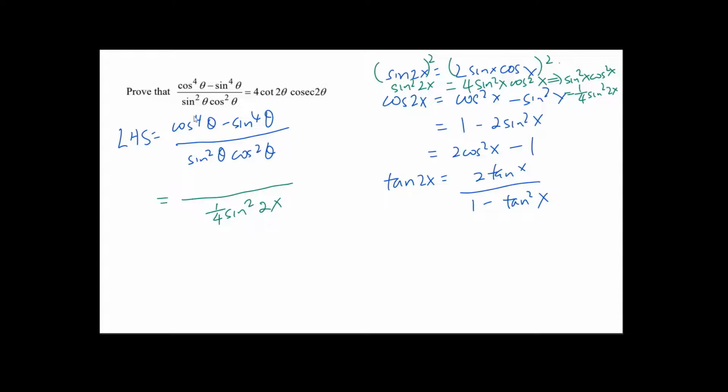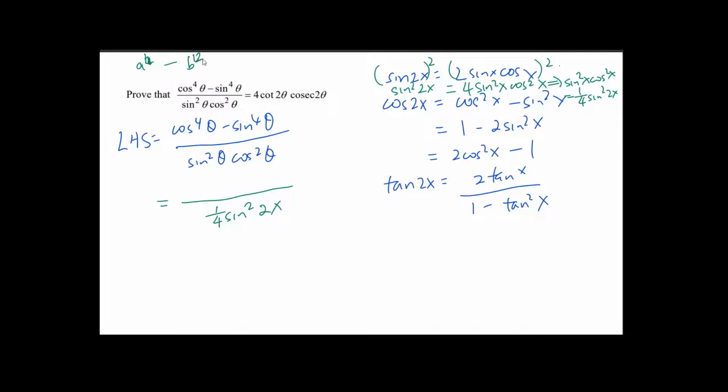Next, I have cosine to the power of 4 theta minus sine to the power of 4 theta. When I see something like this, it reminds me of a squared minus b squared. But now instead of a squared minus b squared, I have a to the power of 4 minus b to the power of 4. Remember when you have a squared minus b squared, you have a plus b times a minus b. So for this, a to the power of 4 minus b to the power of 4 will be a squared plus b squared times a squared minus b squared.